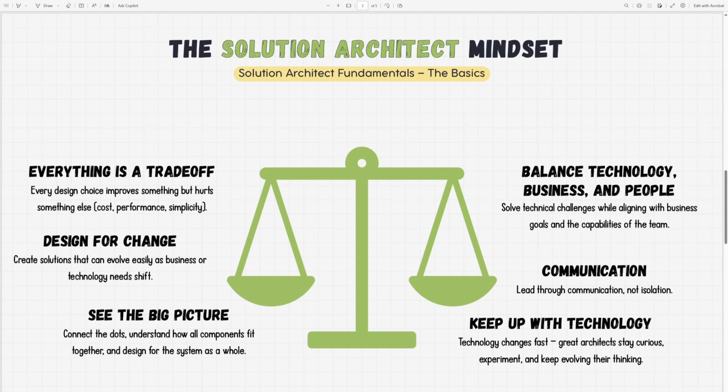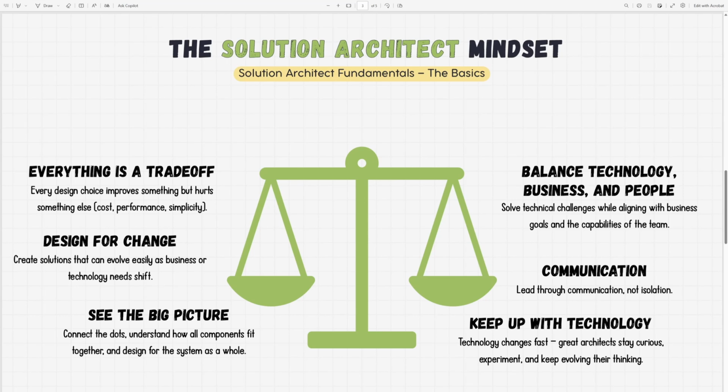Great architects see the big picture. They connect the dots, understand how all components fit together, and make sure the system works as one. And most importantly, they communicate. Architects don't hide behind diagrams. They lead through clarity and collaboration. And of course, they keep learning. Technology moves fast, and great architects stay curious, experiment, and evolve with it.